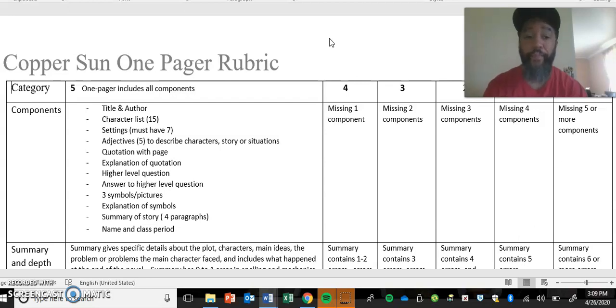All right. A high level question. So you can't just be, how old is Amari? 15. No, it has to be a high level question. It has to be a question like, why did Mr. Derby treat his slaves with such hatred or indifference? All right. It has to be something like that. One of those types of questions.